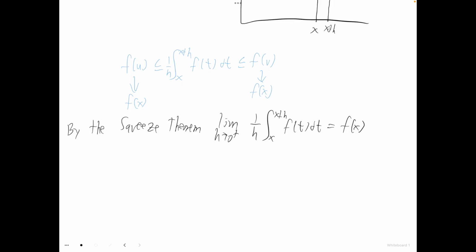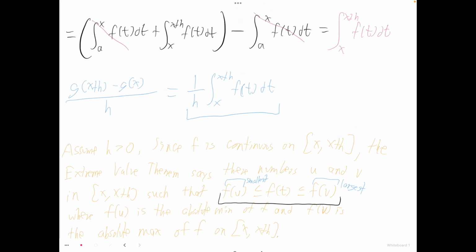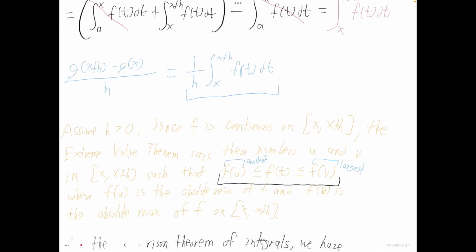So that handles all of the positive cases. Now we're going to go through and talk about the negative case, when h is less than 0. And it proves to be almost the exact same. It's going to be very similar, so I'm just going to write the changes in red. So we have h less than 0. Now instead of going from x to x plus h, we're going to go from x plus h to x.